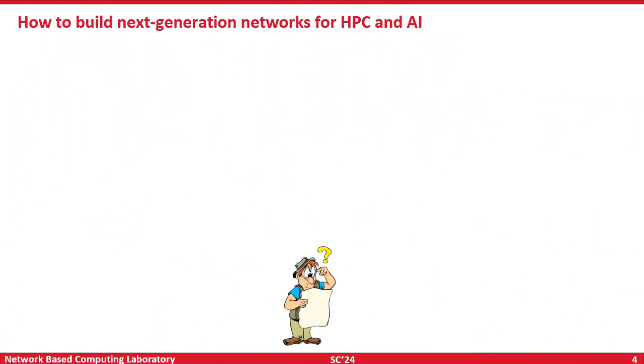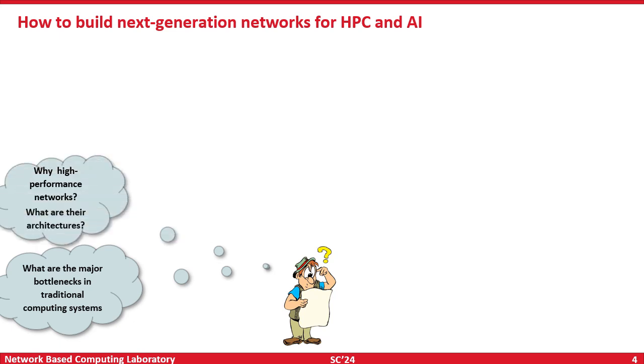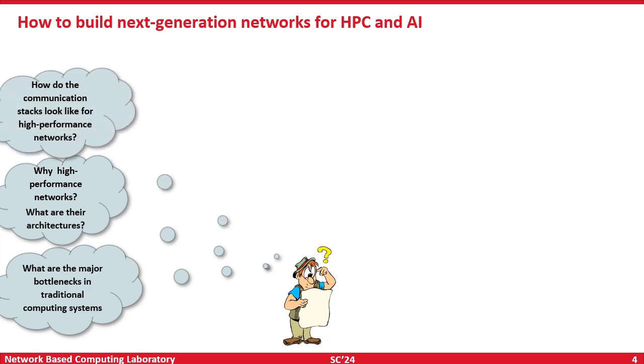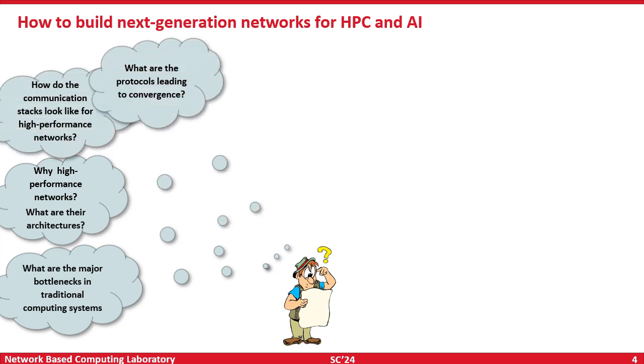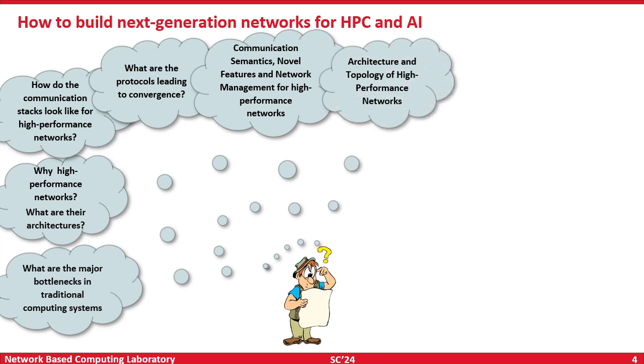As architects, we want to ask the question: how do we build the next generation networks for HPC and AI? A lot of questions come up. What are the major bottlenecks in traditional computing systems? Why high performance networks? What are their architectures? How do the communication stacks look for high performance networks? What are the protocols leading to convergence? Communication semantics, what are the novel features, network management for high performance networks, and also the architecture and topologies of the high performance networks, what are the trends and how will they look in the future?